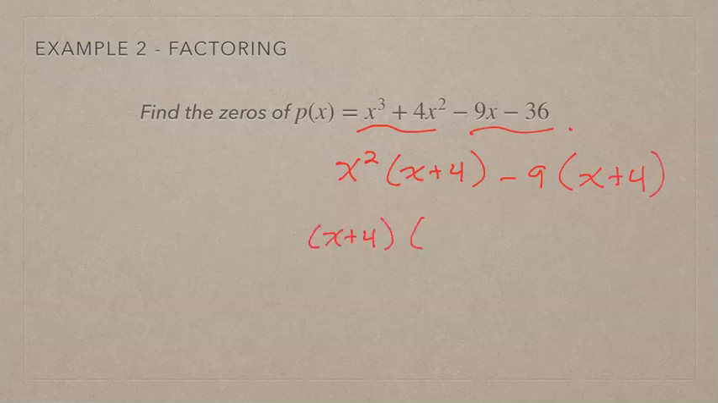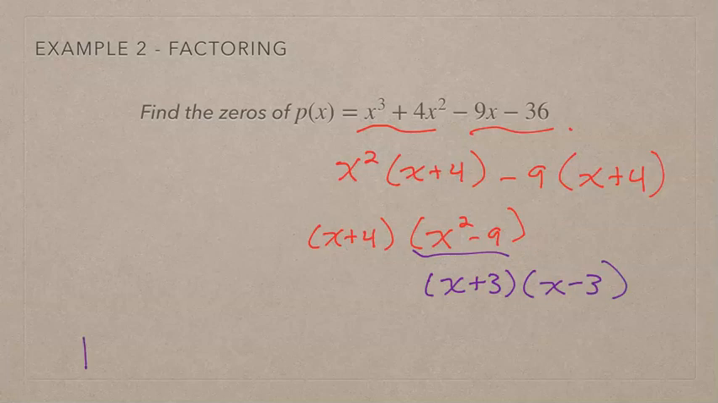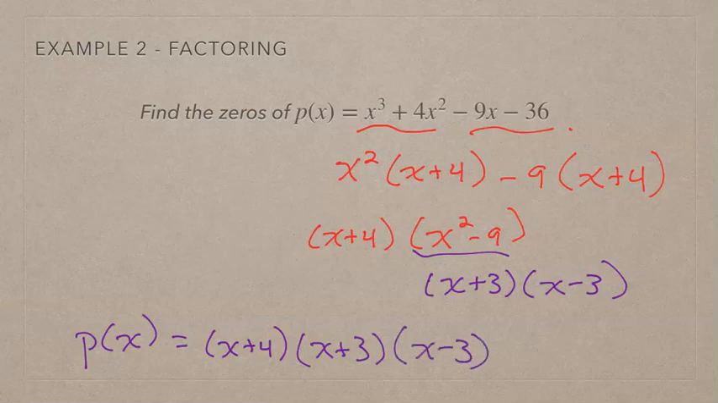I have a leftovers factor of x squared minus 9. This x squared minus 9 can be factored further, right? It's a difference of squares, so I can factor it into x plus 3, x minus 3. So now I can say p of x in factored form is x plus 4 times x plus 3 times x minus 3. So that's one way we have of going from standard form to factored form, just factoring by grouping.